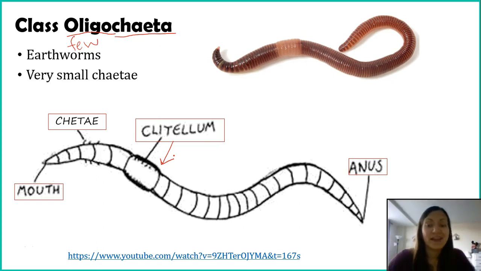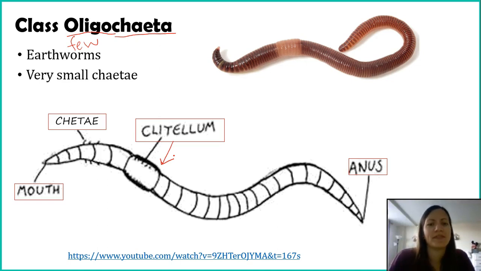There are chaetae on it. If you are looking at an earthworm in your hand, you're not going to be able to see the chaetae. You might be able to see them on a dissecting scope, but they are very fine. Again, I don't want to say they're useless, but they don't have as much of a use as compared to the much larger chaetae found in our polychaetes.